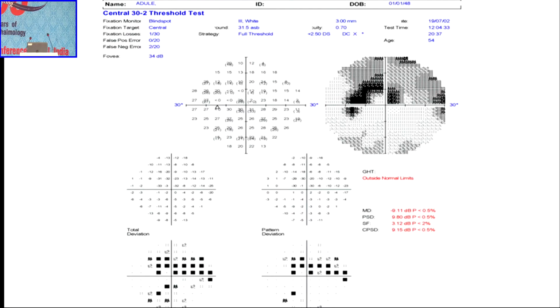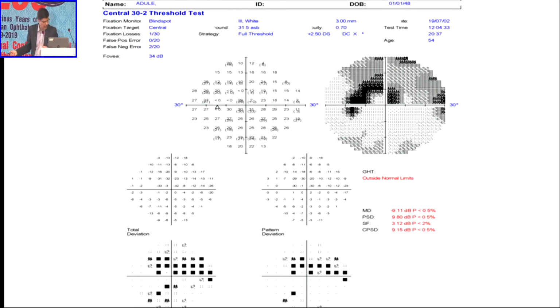Okay. So this is a Humphrey printout, okay? What does it show? Okay, so there is a field defect here, but you're going to look at the pattern deviation plot, okay? Yes? So there are points in the pattern deviation plot which are outside normal limits, yes? All of these are pattern deviation probability points which are outside normal limits, yes? And they are in the Jerem's area. Do you know what the Jerem's area is?